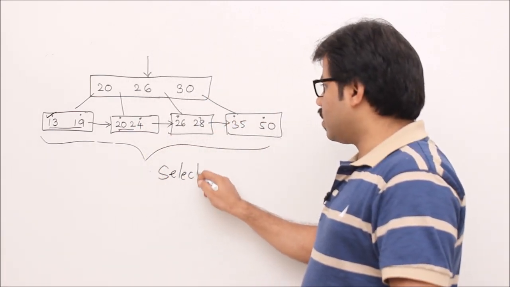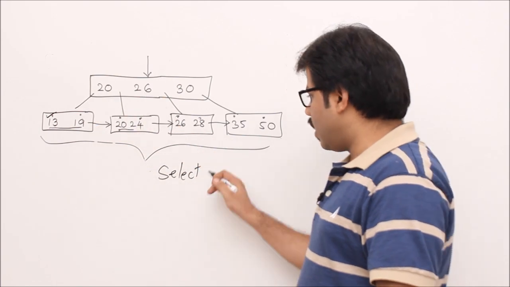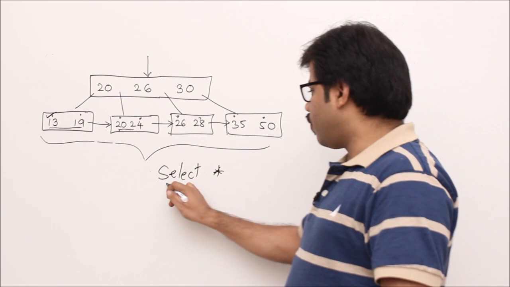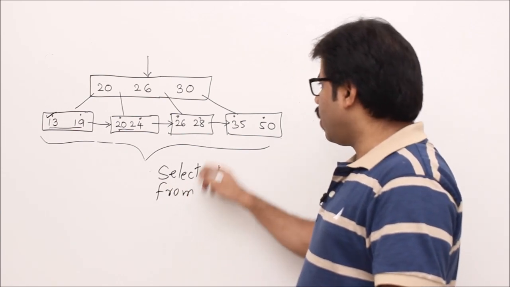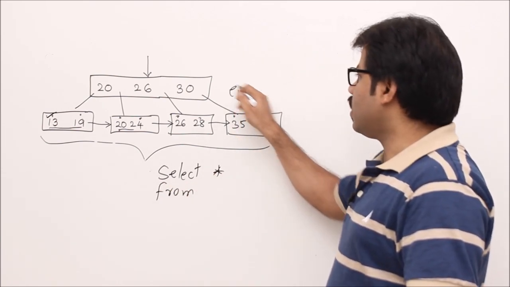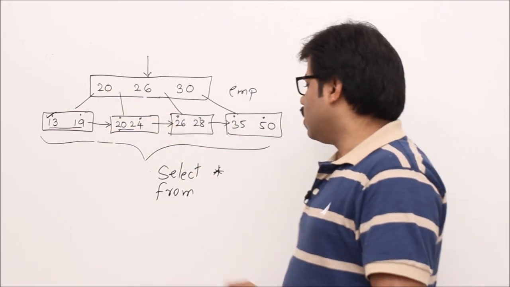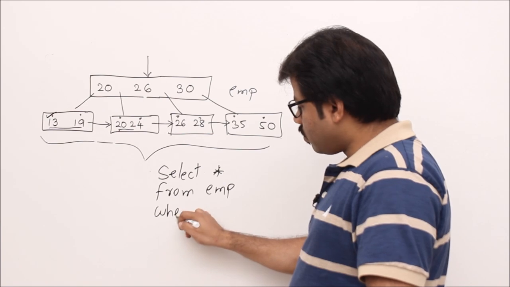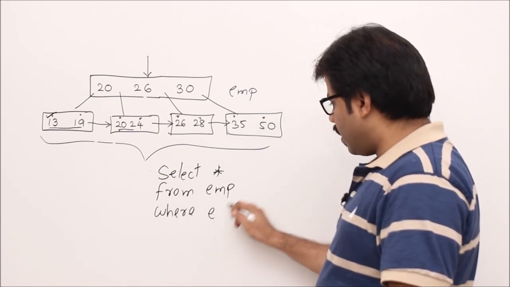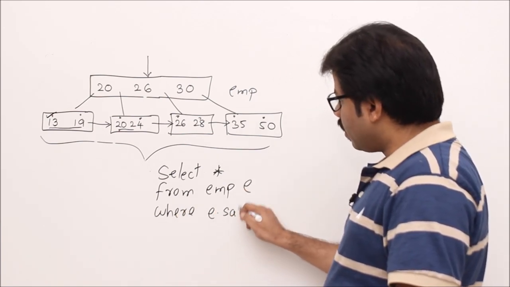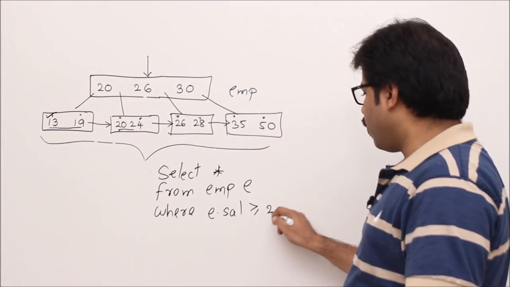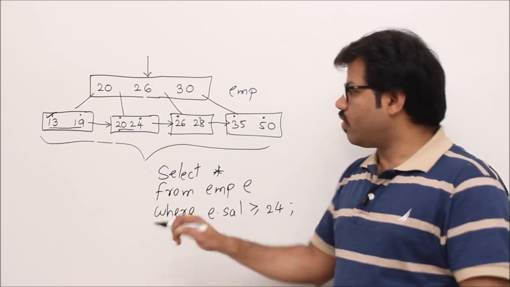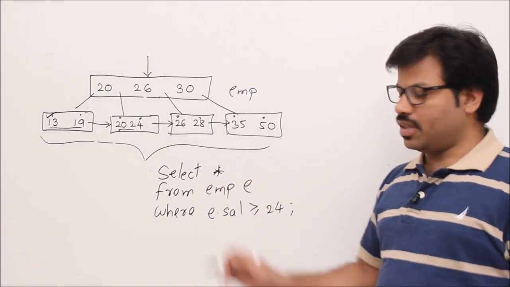For example, your query is like this. Let's say this is a collection of salaries. Select all the information from your table employee. This is the employee table, and let's say there is an index on salary. These are all salaries. Then from employee, where e.salary is greater than or equal to 24. If this is your query, it is called a range query. So range queries can be very efficient in a B plus tree.